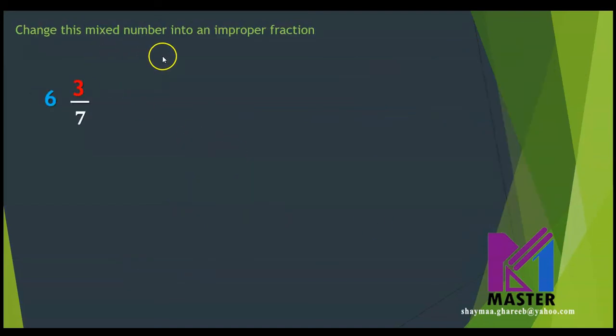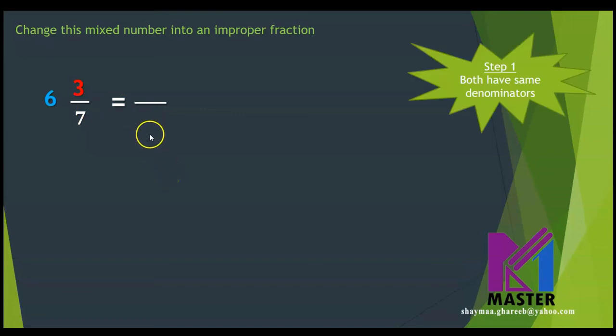Now let's see another question. Change this mixed number into an improper fraction. 6 and 3 over 7. We said, first we are going to write the number on top and the number on the bottom. We start with the number in the bottom, which is the same denominator as we said before, which is the number of parts in the one whole. So I'm going to write the 7 down.